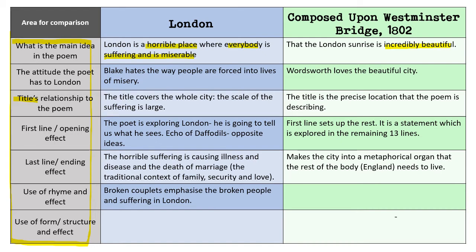It's full of broken couplets, emphasising the broken people and the suffering they face in London. Whereas Composed Upon Westminster Bridge has the Italian sonnet rhyming pattern, the ABBA, which hopefully you remember, representing the reflection of the city in the still water of the Thames. So that's a really beautiful use of rhyme to represent the reflection in the water.